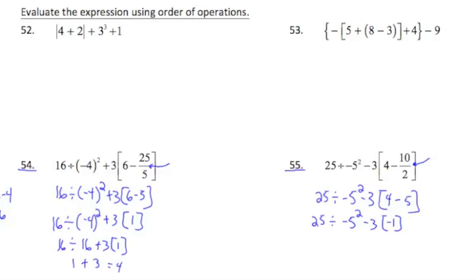Okay. Now I'm taking a look. I do have an exponent there, and that is negative 5, but actually there's no parentheses here, so it's just the 5 that is getting squared. So if I square 5, that's going to give me 25. So this is what that'll look like. 25 divided by negative 25.